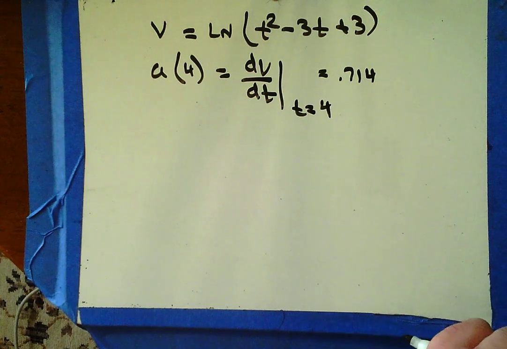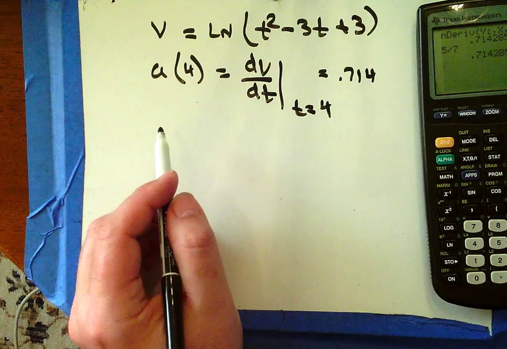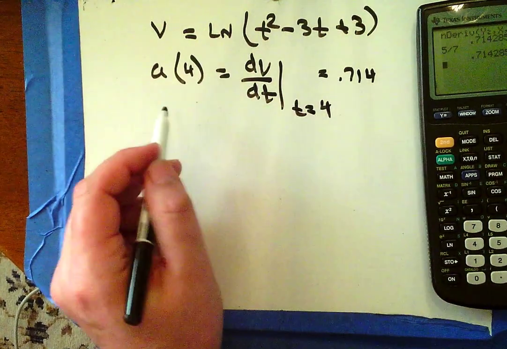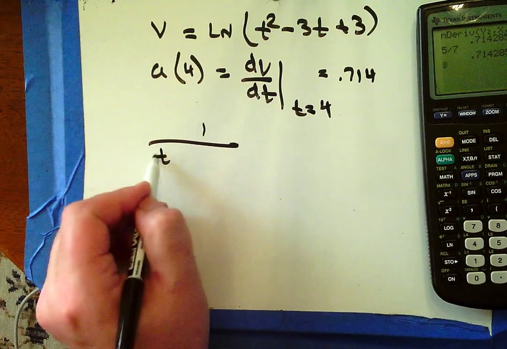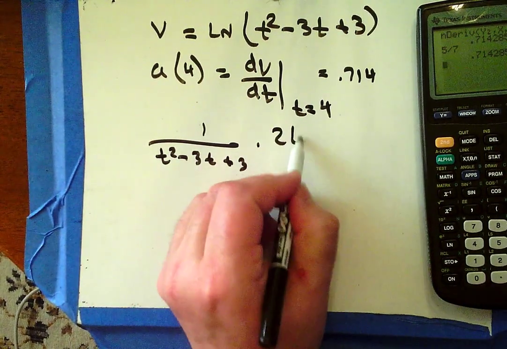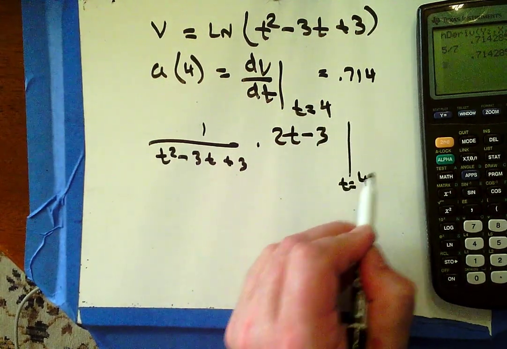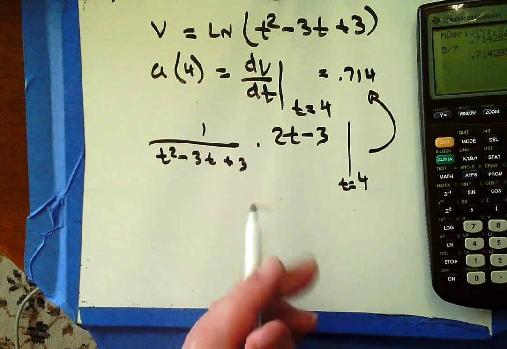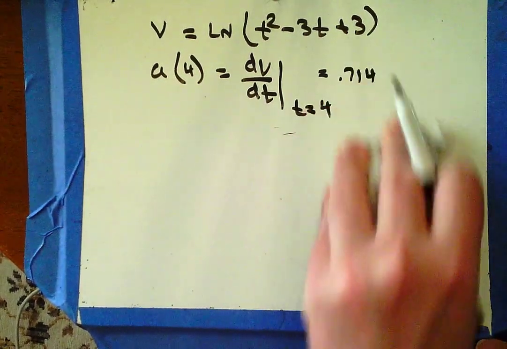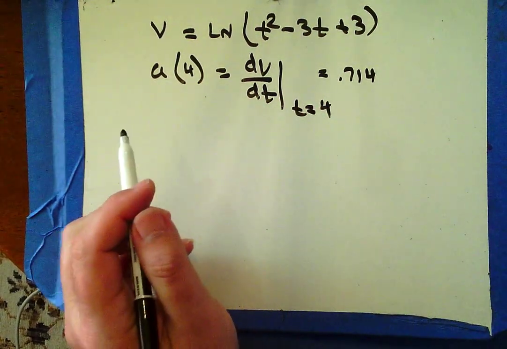Divided by 7. Oh, isn't that interesting? When I did this in my notes, I actually went the long way and took the derivative by hand and plugged in a 4. And so you have 1 over t squared minus 3t plus 3 times 2t minus 3. And I evaluated that at t equal to 4, and I got the same thing. But I thought since it's the calculator portion, it would be good to just have you focus on setting up the notation, and then use your calculator.